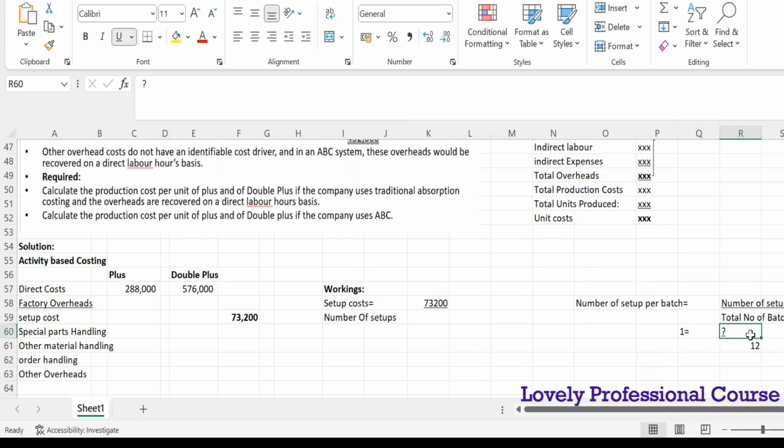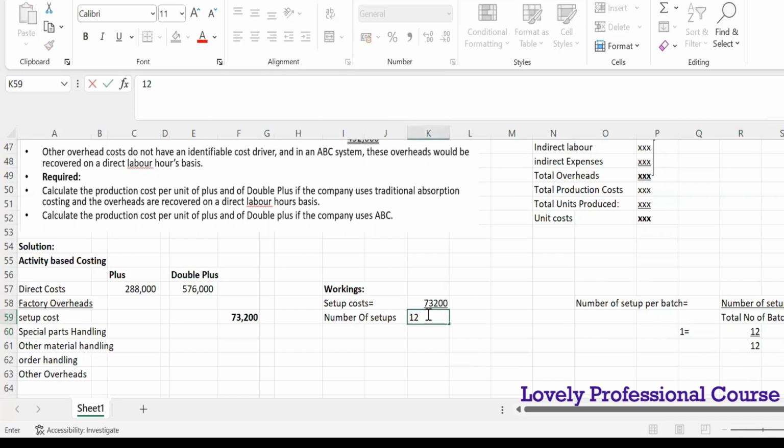I'm asking myself, what will this be? If the number of setups per batch is 1, I have to take cross multiplication, 12 multiplied by this 1. Is it okay? So the answer is 12. If I have 12 divided by 12, I'll get 1, which is number of setups per batch. So number of setups is 12. Very clear.